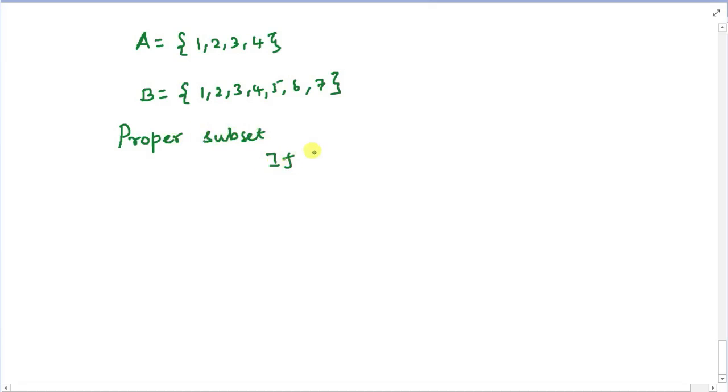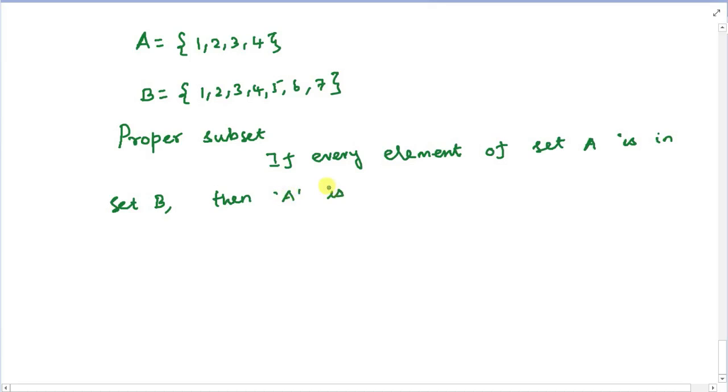If every element of set A is in set B, then A is proper subset of B.